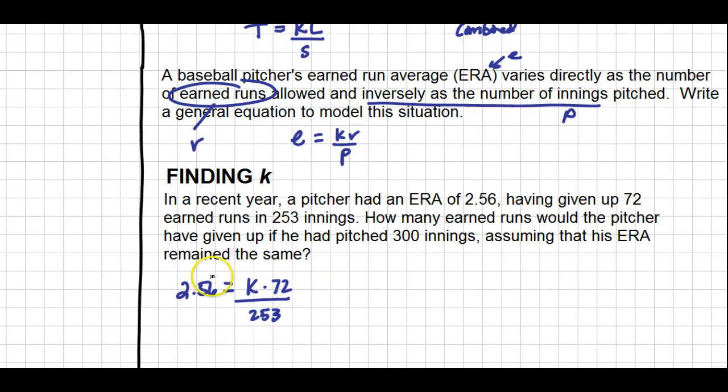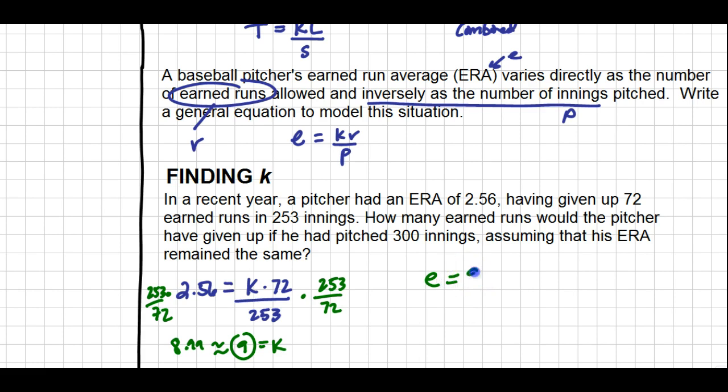Now if we're going to solve this for K, you've got two options. You can multiply by 253 on both sides and then divide by 72, or you can simply multiply by the reciprocal of that fraction. And that's faster, so that's what I'm going to do. I'm going to multiply by 253 over 72. And when I go ahead and multiply that, it's about 8.99, so I'm going to round that off to about 9 for K.